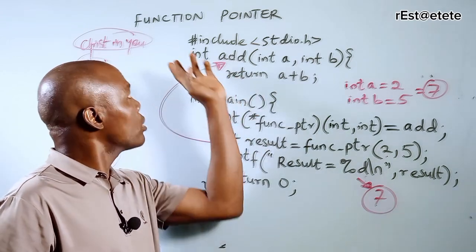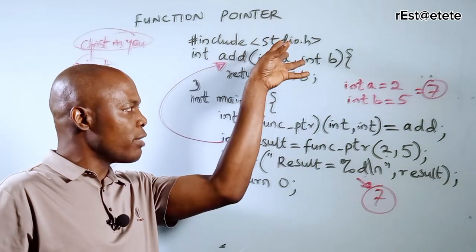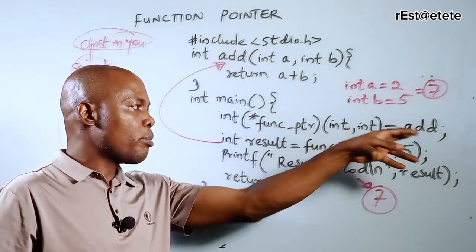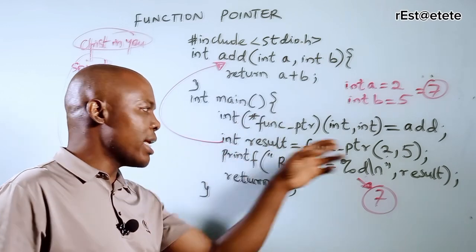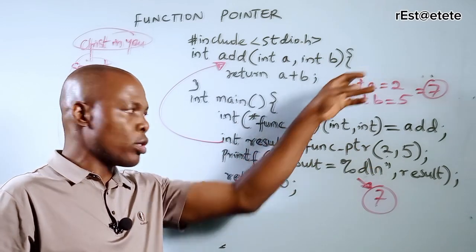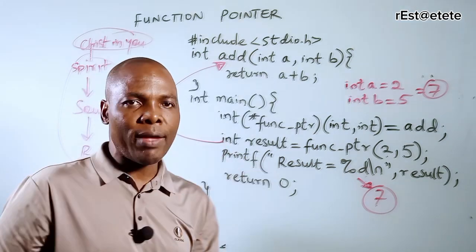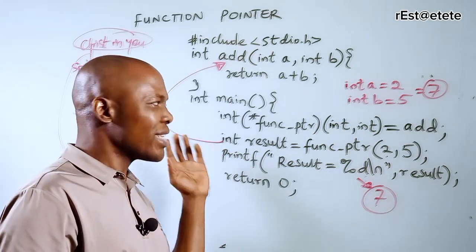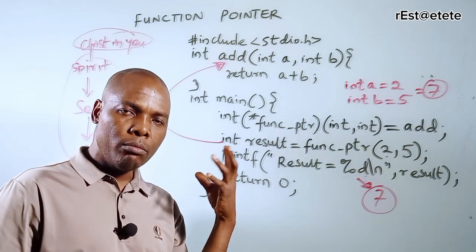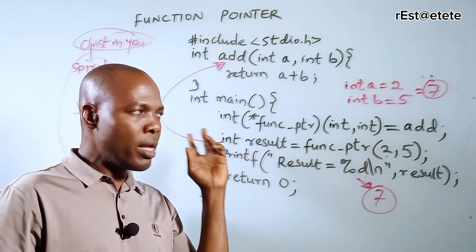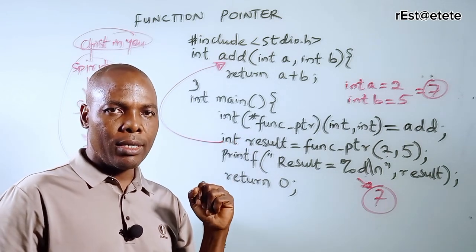So this is what a function pointer is. You create a function, you create a pointer, point it to the address of the function, and then dynamically call that function using the pointer and supply parameters to it. So that is what I want to show you in this class. So you can see how important and flexible a pointer is, right?